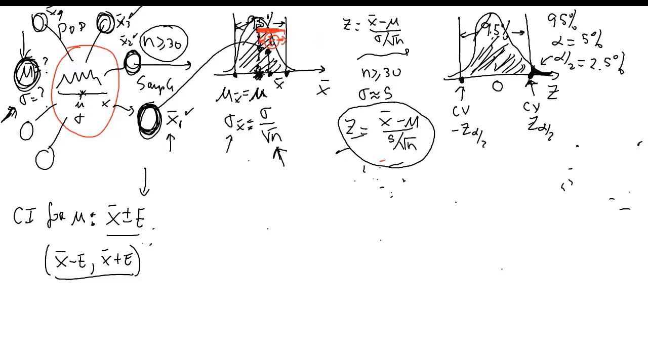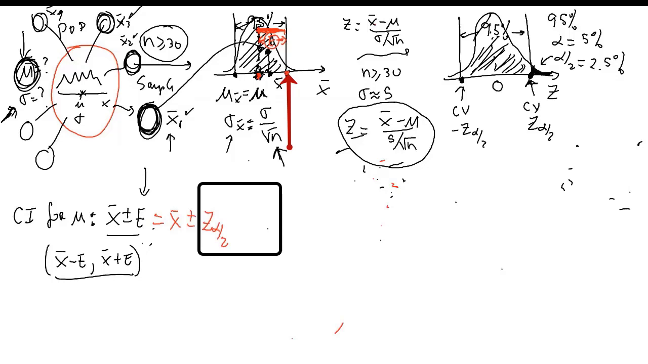How can we obtain this distance? It's the distance between the center and this point. And this point is located Z alpha half standard deviations from this point. Then the error should be given by this formula: Z alpha half, the number of standard deviations that this point is located from here, times the standard deviation. The standard deviation of the distribution is given by sigma over the square root of n.